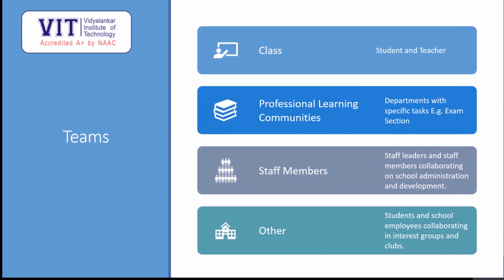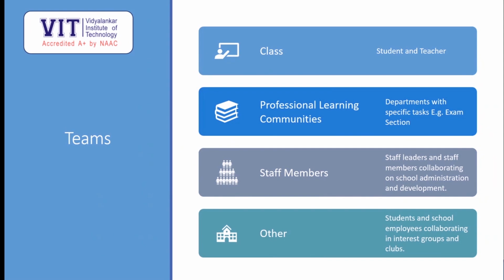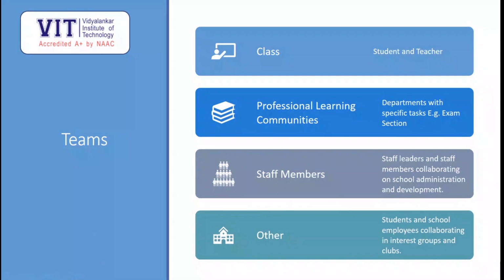A class is nothing but a group of teachers and students representing a classroom. Professional learning communities can be any department with specific tasks. Example, it could be an exam section of your college. Another is staff members. This could be a specific department of your institute. It could be IT department, it could be EXTC department, etc. And finally, the last type of team is other. Here, students and college employees can collaborate together to work in interest groups and other professional bodies.